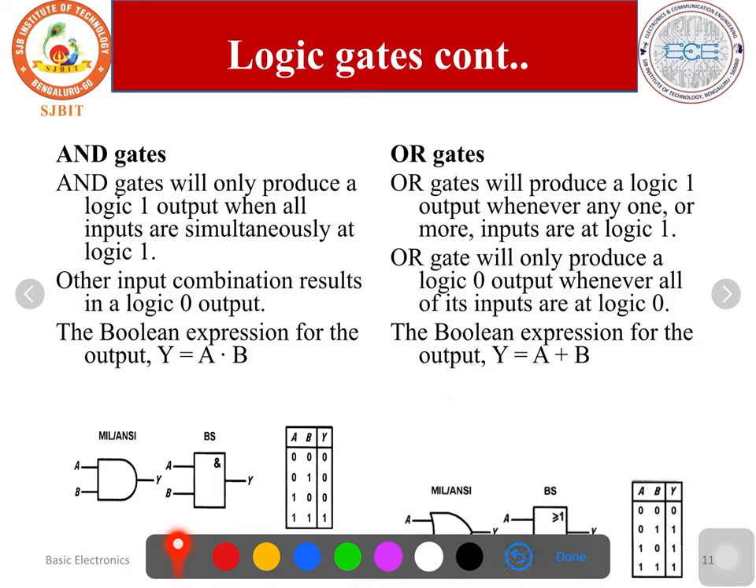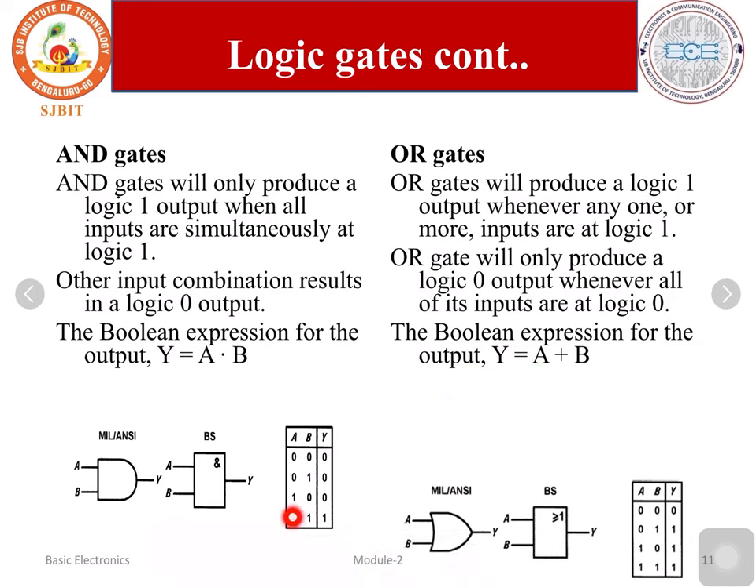For a marriage to happen, both bride and bridegroom must be present, then only the marriage will happen. If the marriage is happening, we will represent it by one. Bride is present and bridegroom is present, the marriage is happening. In the first case, there is no bride, there is no bridegroom, no marriage can happen, 0, 0, 0. Here bride is not there, bridegroom is present, so marriage cannot happen. Here bride is there, bridegroom is not there, definitely no marriage. Because for a marriage to happen, bride and bridegroom must be present. So this is how we can understand the AND gate.